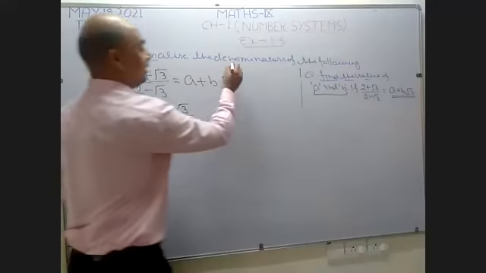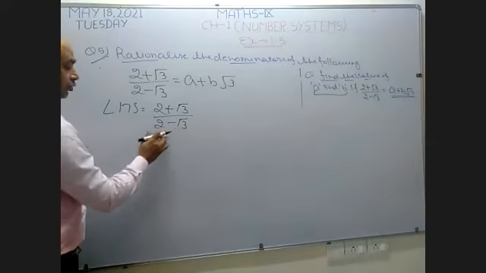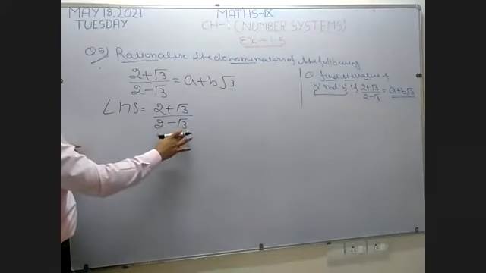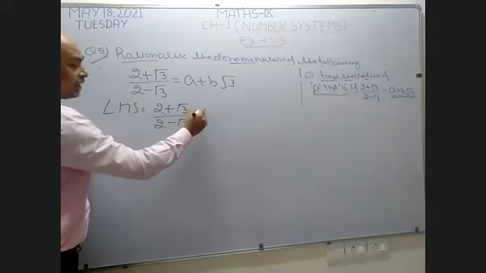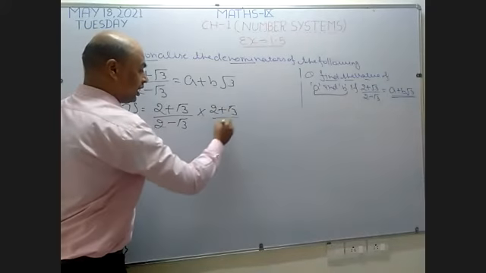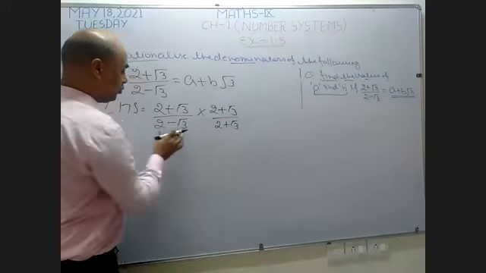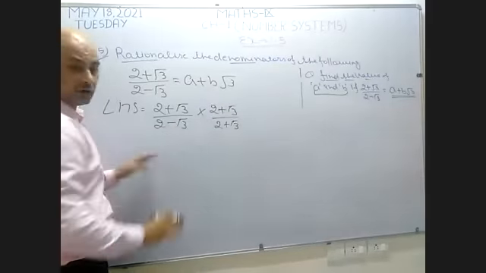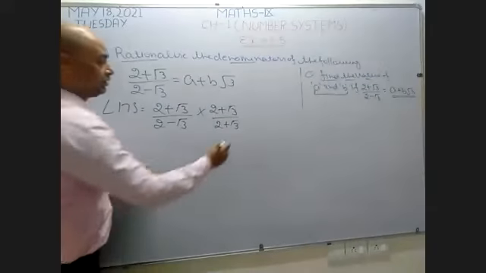I want to rationalize the denominator. What is written in the denominator? 2 minus root 3. Negative sign is there. It means I want to multiply and divide it by the positive sign. So this becomes 2 plus root 3 upon 2 plus root 3. I want to multiply and divide by the same number, 2 plus root 3. Okay, clear?